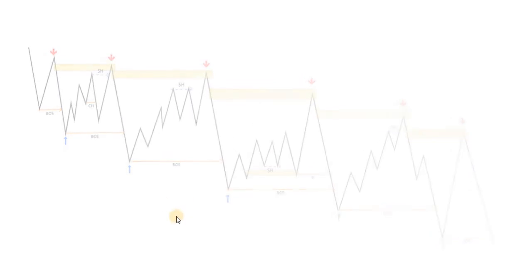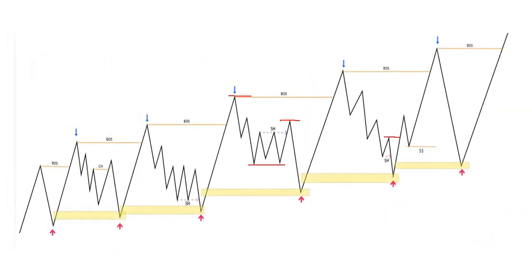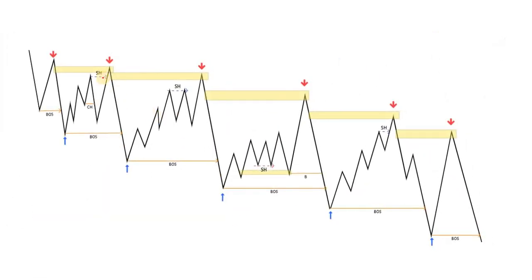Let me just clear these drawings. So the same thing applies to the bearish version of it.